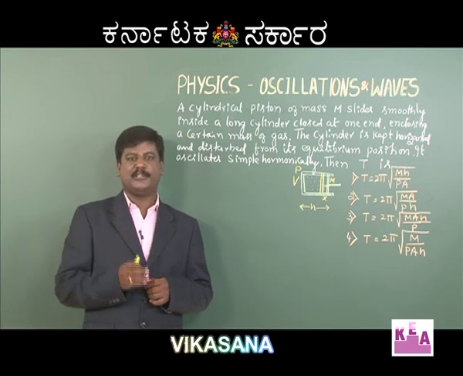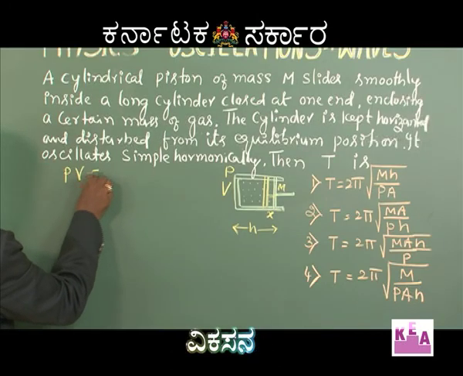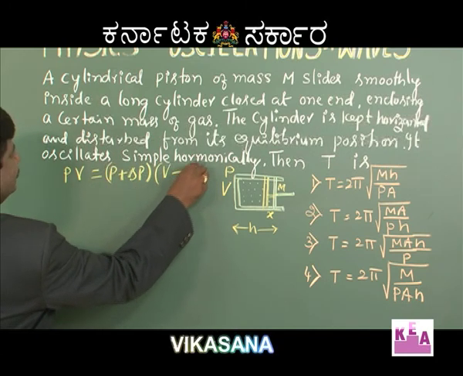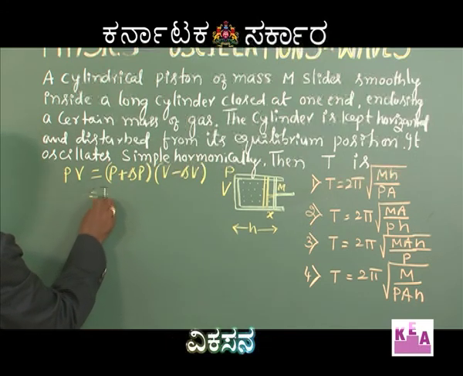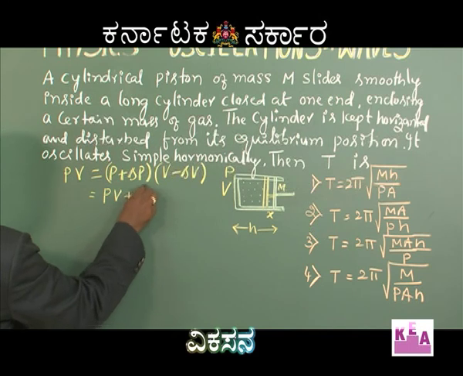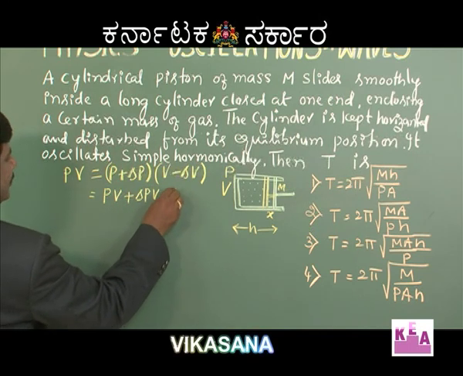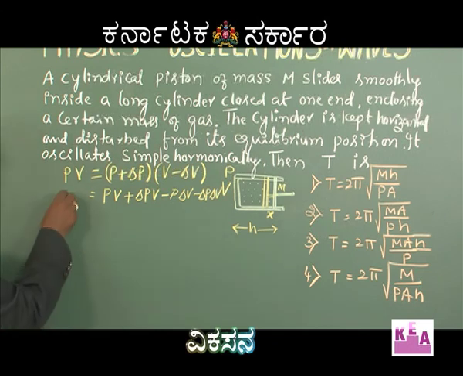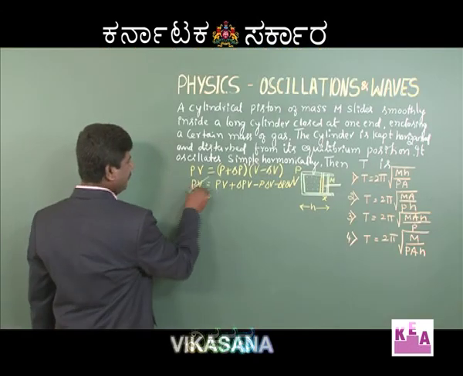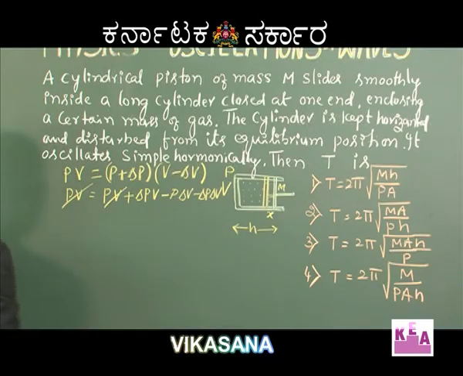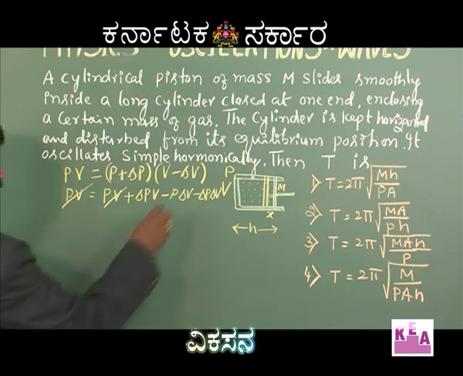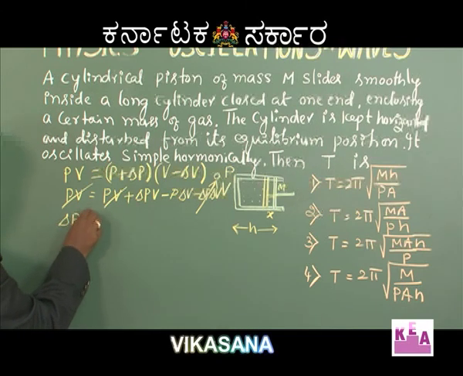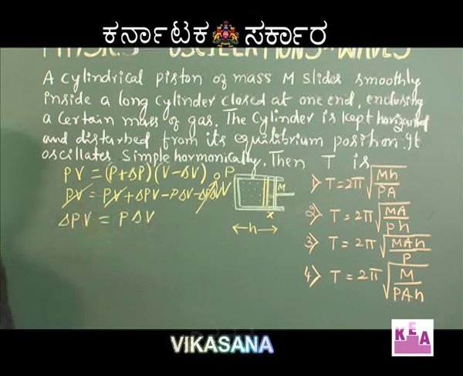So, P1 V1 is equal to P2 V2. So, P into V is equal to P plus delta P multiplied by V minus delta V. Now, simplifying the RHS, we get PV plus delta P into V minus P into delta V minus delta P into delta V. So, LHS becomes PV. Here PV gets cancelled. The product delta P into delta V is very small, that can be neglected, it becomes 0. Therefore, delta P into V is equal to P into delta V.